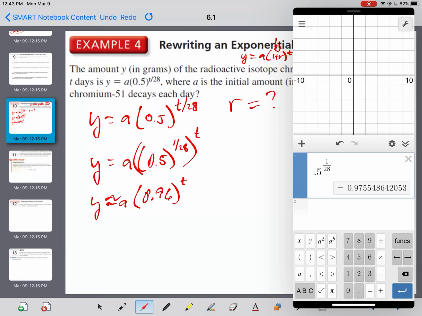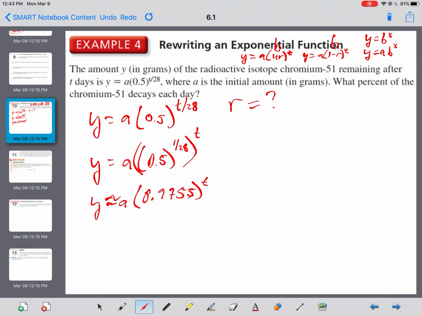Now, I just looked over at my book real quick, and they did 0.9755. They went to 4 decimal places. It doesn't say go 4 decimal places, but it would have been 0.98 anyway. So we have 0.9755 to the t. So we have to figure out how much 0.9755 is as a decay rate. So we need the r part of it. So we're going to take 0.9755 and set it equal to 1 minus r.